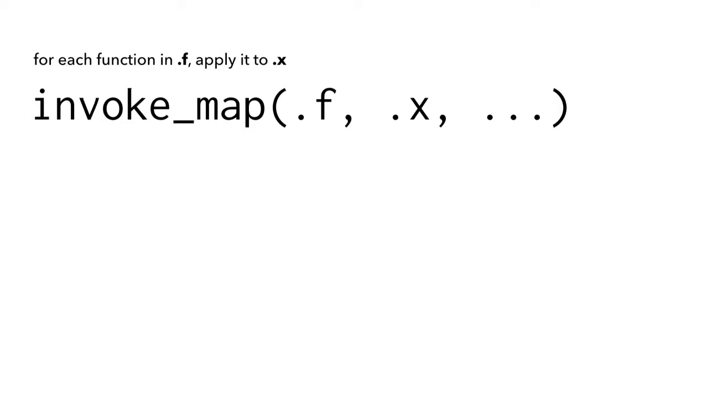The other iteration function we haven't talked about is invoke underscore map. Question about pmap? Yep.